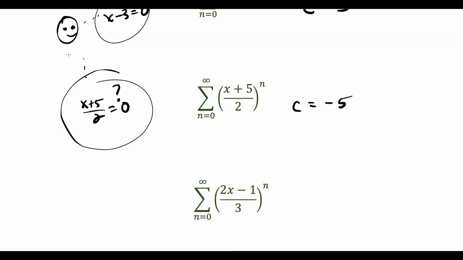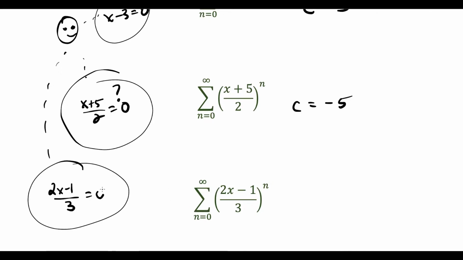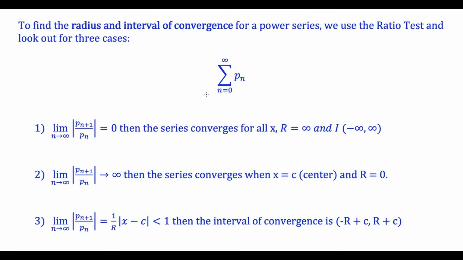So if we throw something a little bit more complicated this way, now we're just thinking, when is the inside expression 2x minus 1 over 3 equal to 0? And if you do that algebra, that's going to tell you the center of this third power series is going to be at 1/2.